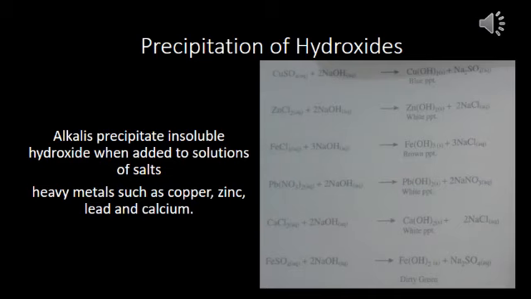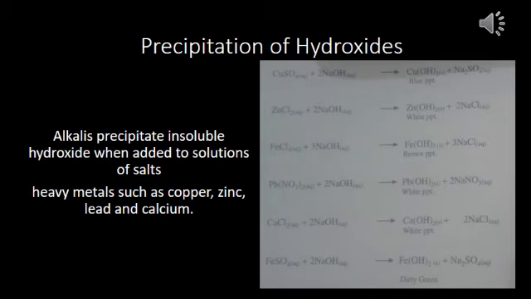As you can see in the examples below, when copper sulfate reacts with sodium hydroxide, it will produce a blue precipitate. When zinc chloride reacts with sodium hydroxide, they will produce a white precipitate. Similarly, when iron chloride reacts with sodium hydroxide, it will produce a brown precipitate. When lead reacts with sodium hydroxide, it will produce a white precipitate.